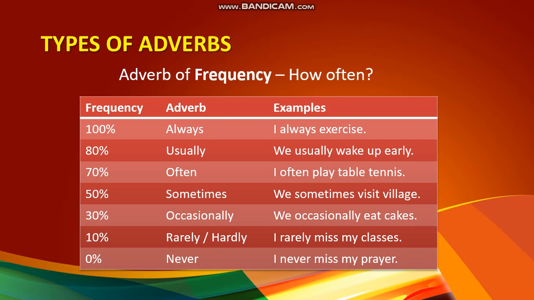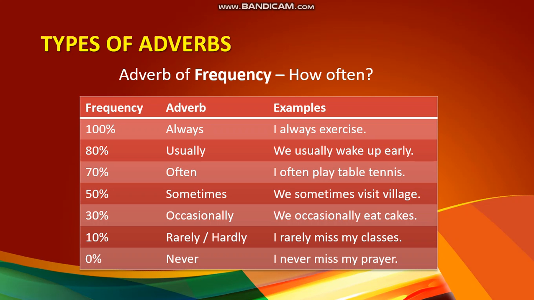I rarely miss my classes. Rarely is the word that tells me that it does not happen usually. It hardly happens, maybe 10 times. I rarely miss my classes. And something that does not happen, that never happens. For this, we can use an adverb that is never. I never miss my prayer. So all these words that are written in front of you, always, usually, often, sometimes, occasionally, rarely, hardly, and never, are all adverbs of frequency.